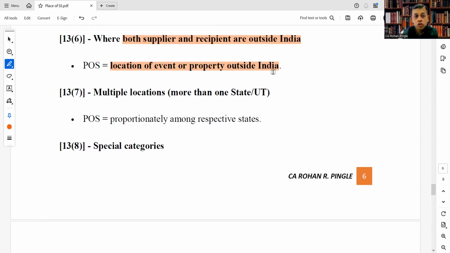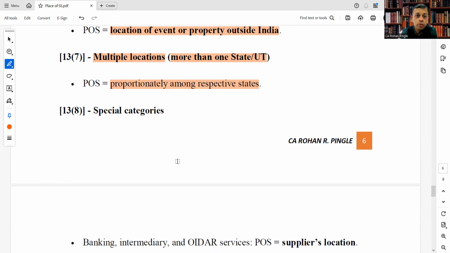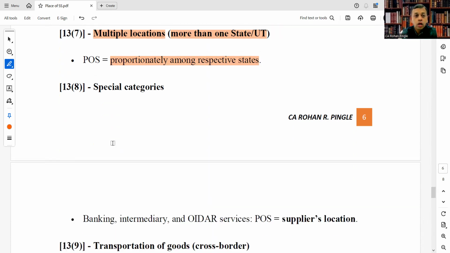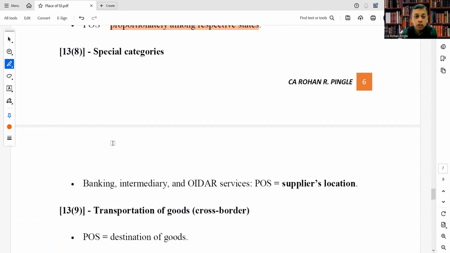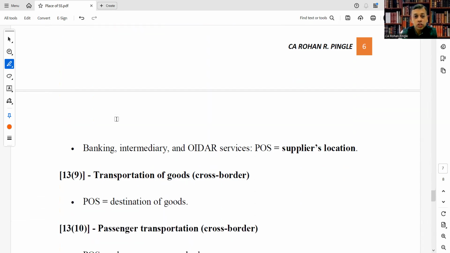Section 13, subsection 7: multiple locations, more than one state or union territory. Place of supply will be proportionately among the respective states. Please mark it and note it down. In case of multiple locations in more than one state or union territory, the place of supply is divided among the respective states in that ratio.